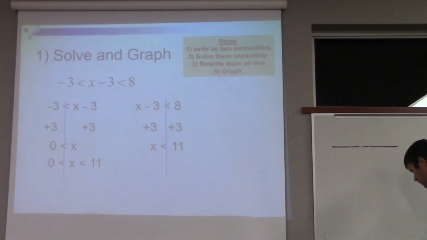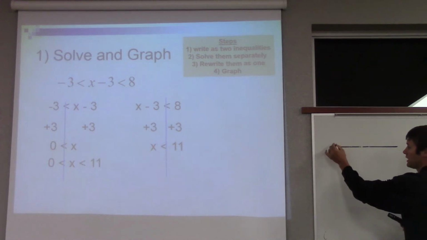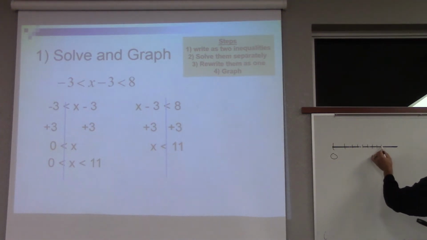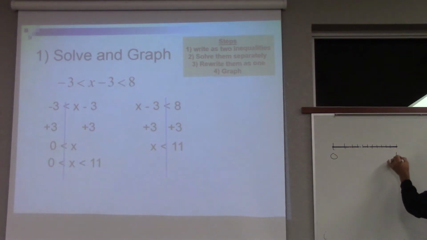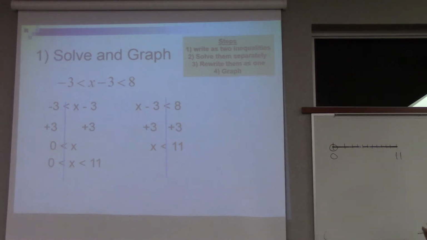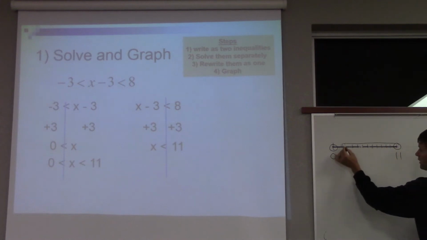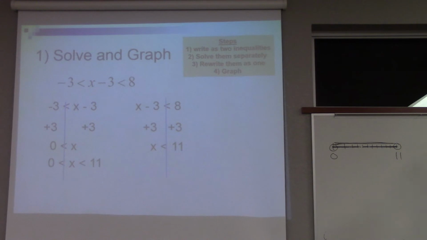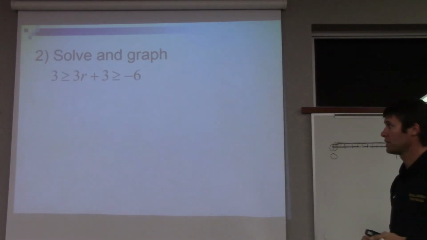So when I go to graph that on here, let's say that this right here is 0. 1, 2, 3, 4, 5, 6, 7, 8, 9, 10, 11. This is 11 down here. x is greater than 0, open dot. x is less than 11, open dot. And they go into each other. So we just have them combining in like that. Go to the next one.